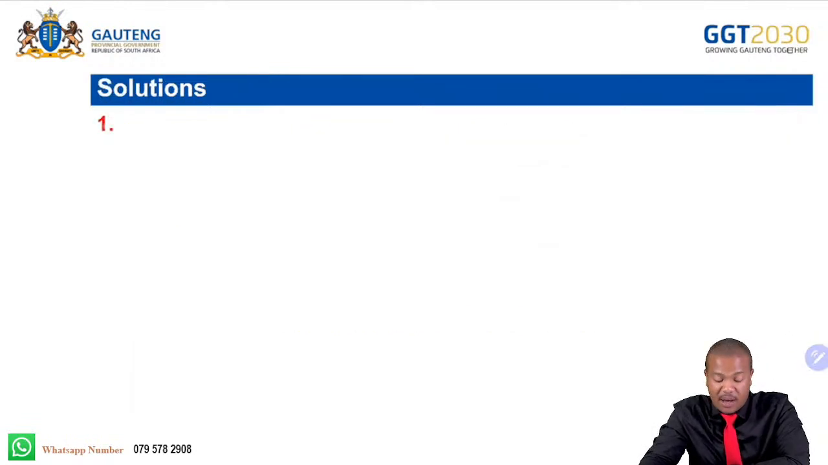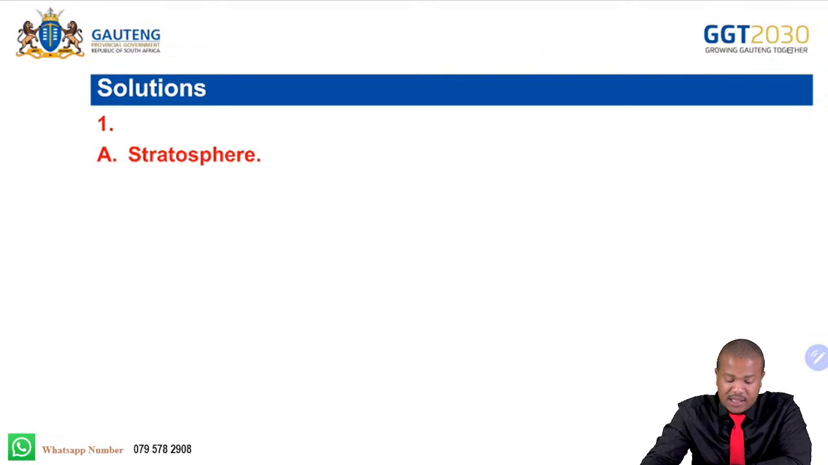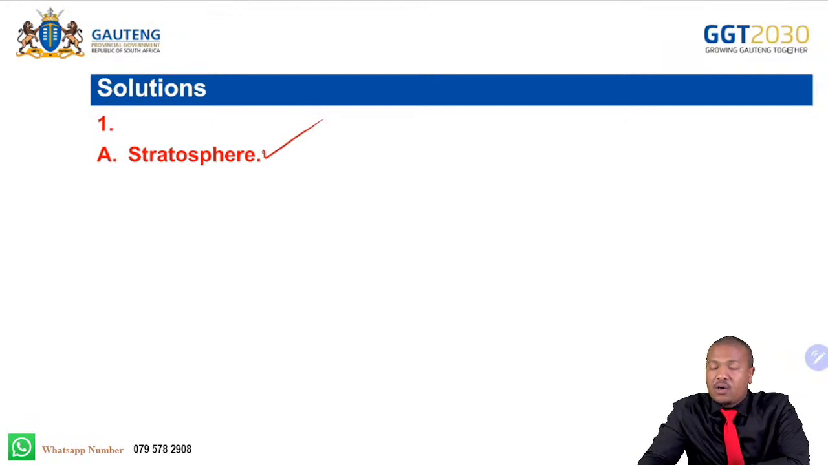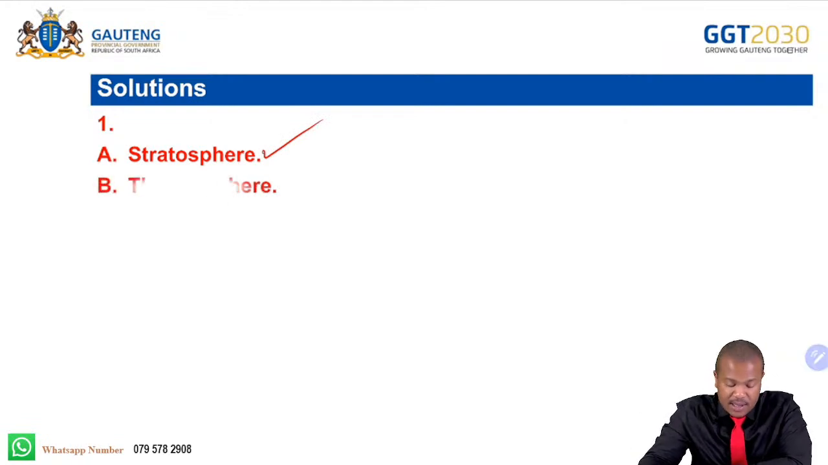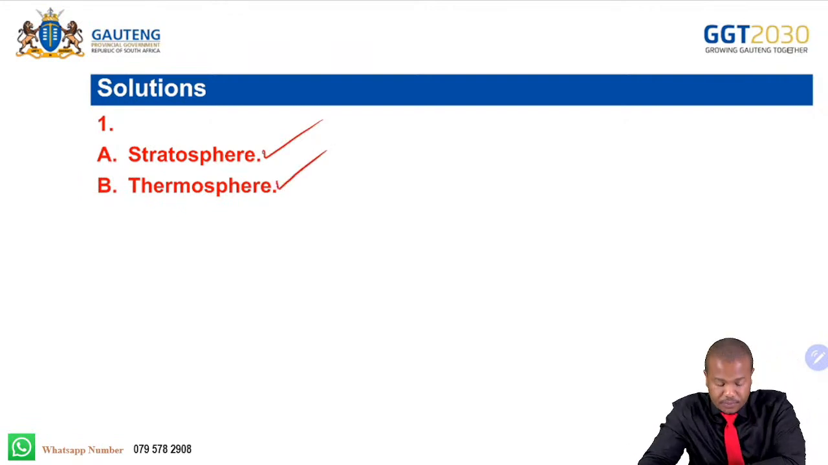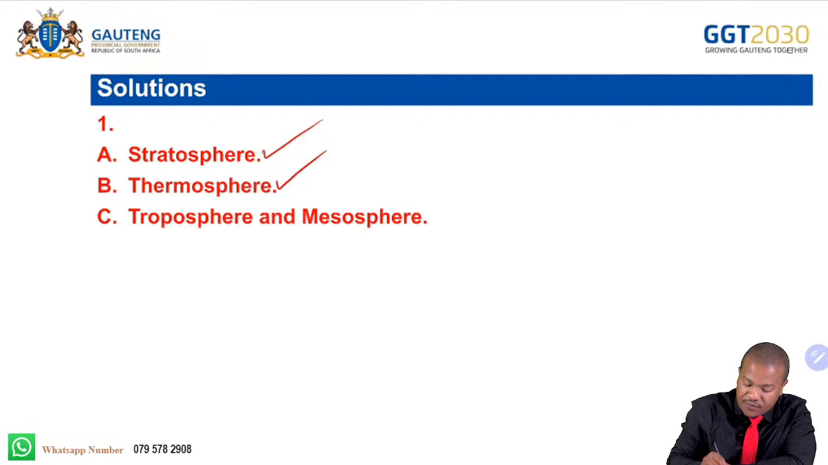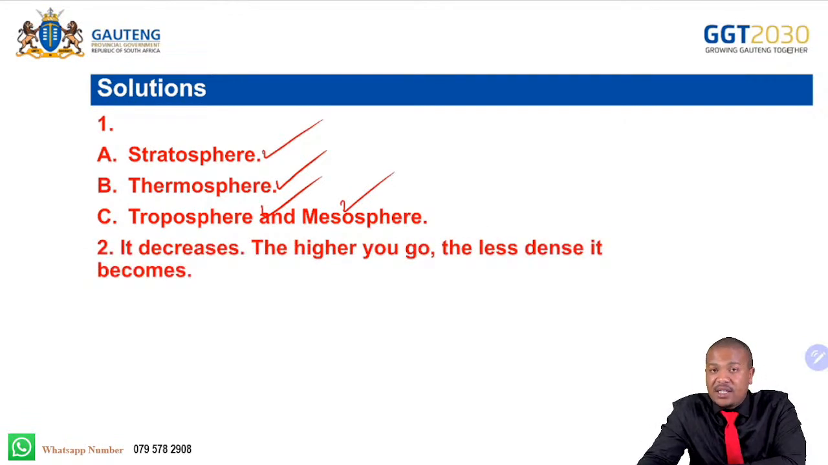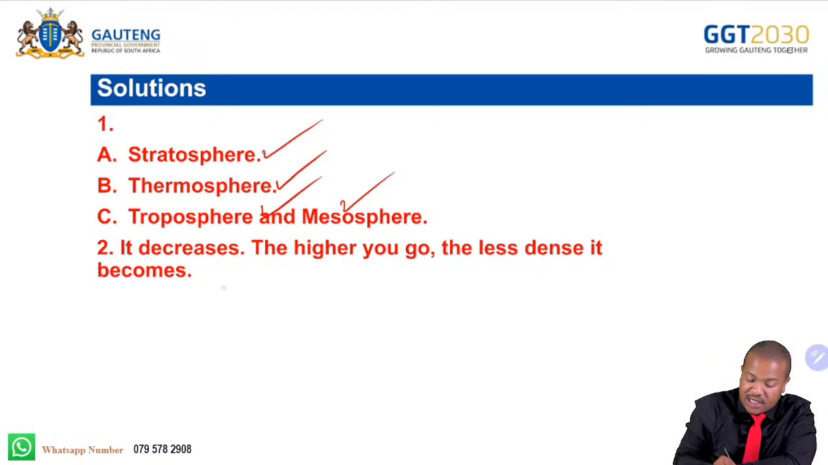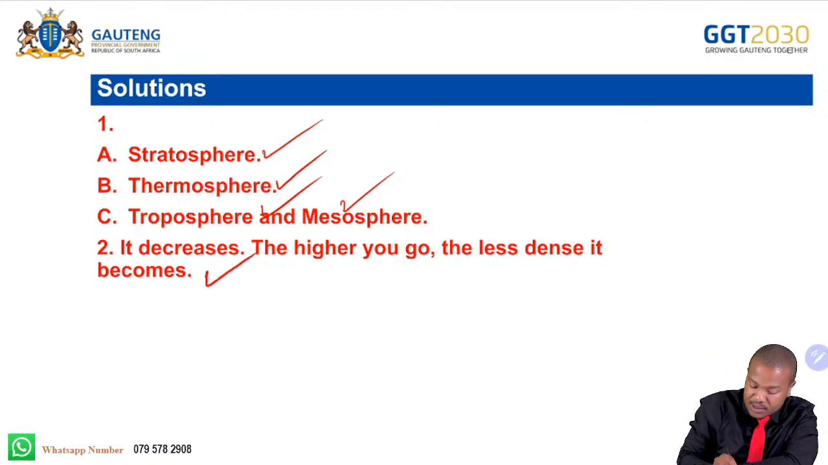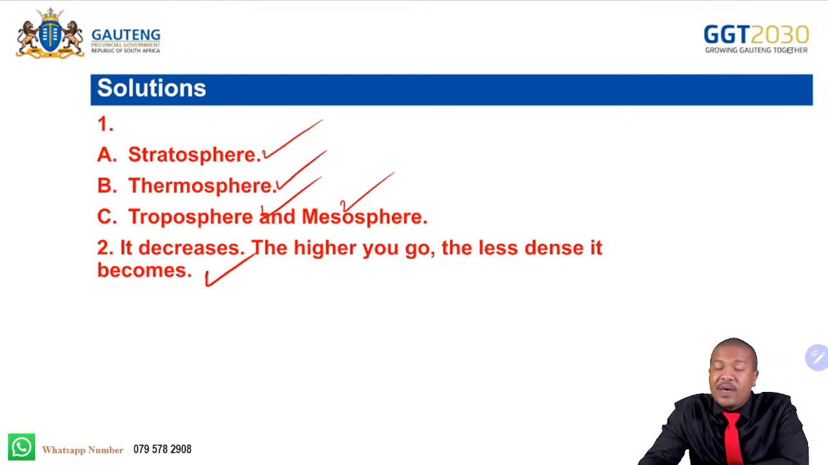The answer for number one, A, is the stratosphere. The stratosphere contains the ozone layer. Then B, it is the thermosphere. Then C, it is the troposphere as well as the mesosphere. Then number two, it decreases. Density decreases with altitude. The higher you go, the less dense it becomes. So that is all for our baseline activity.